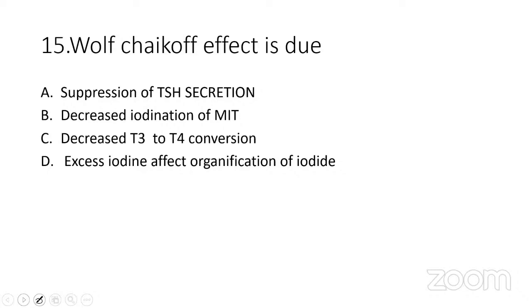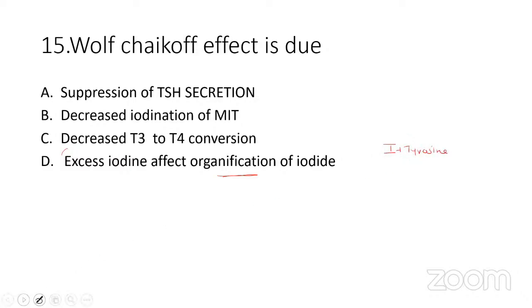excess iodine. So use of iodized salt in excess is not beneficial for the thyroid. It finally leads to decreased secretion of T3 and T4. So here excess iodine will affect organification of iodide. That is the correct answer. Organification means the combination of iodide with the tyrosine residues, that is known as organification.